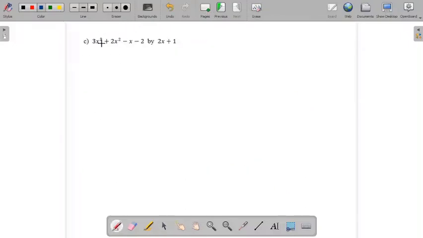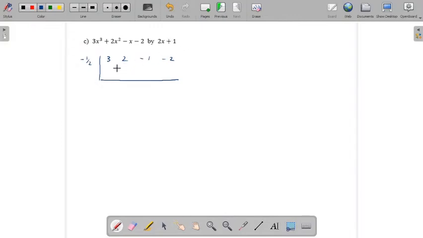Okay, so here we've got 3x cubed plus 2x squared minus x minus 2 divided by 2x plus 1. So we'll set out our synthetic division the same way. Okay, so we write 3, 2, negative 1, negative 2, and our value for x that makes this expression equal to 0, which will be negative 1 half. Okay, because 2 times negative a half is negative 1, plus 1 would be 0.